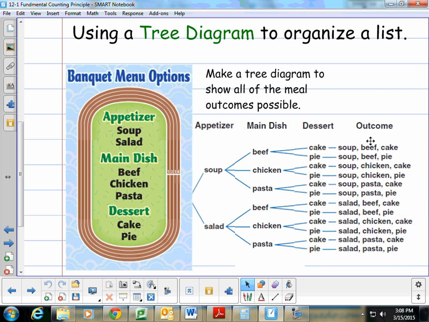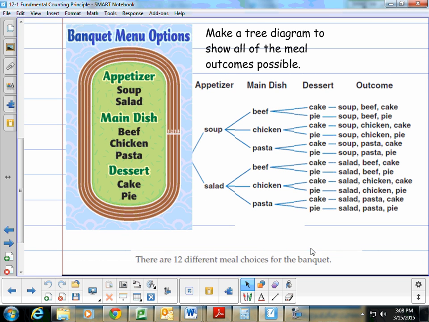So I got soup, beef, and then cake, or I got soup, beef, and then pie, and so on and so forth. So this is going to be our possible outcome section. And what that means is that there were 12 different meal choices for the banquet. So any person could have had 12 different options. It seems like, well, that wasn't really that many choices, 2, 3, and 2, but it really worked out to be 12 different meal options for the banquet.